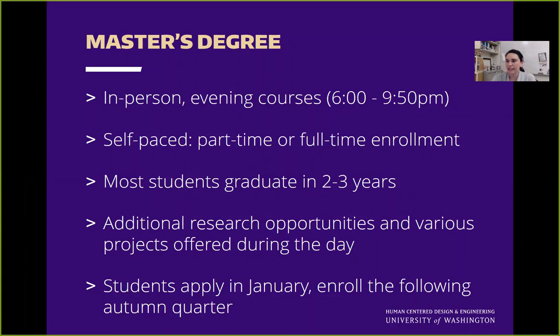Okay, so looking at the master's degree more specifically and how it's designed. It is an in-person master's, not online. So you do have to be here on campus at the University of Washington in Seattle to attend our courses. They take place in the evening from 6 to 9:50 p.m. So one 4-credit course would be one evening per week.